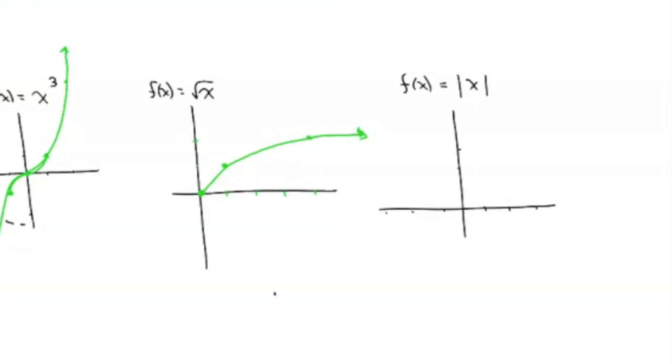So if I take -3, the absolute value of -3 is? 3. Absolute value of -2? 2. -1? 1. 0. 0. 1. 1. 2. 2. 3. 3. What kind of graphs are these on both sides of this?